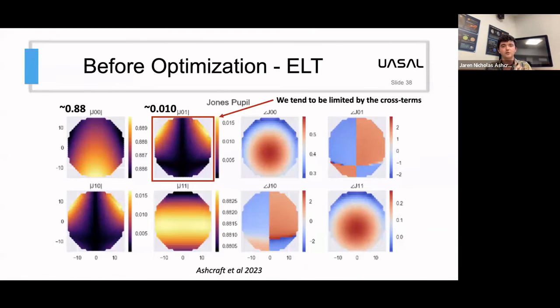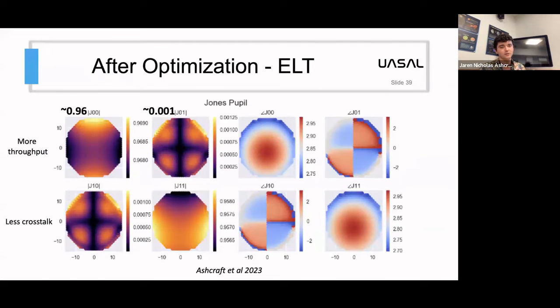If we look at the Jones pupil of the ELT, we find that we're dominated in high contrast imaging by this crosstalk term, which is the off diagonal. We can see it's about 1% of the incoming field. After doing the spatially varying optimization, we're able to decrease the peak amplitude of that signal by about an order of magnitude, while also enhancing the throughput of the on diagonal signal. That means more throughput in this channel and decreased influence of that crosstalk term, the incoherent part that we can't control.